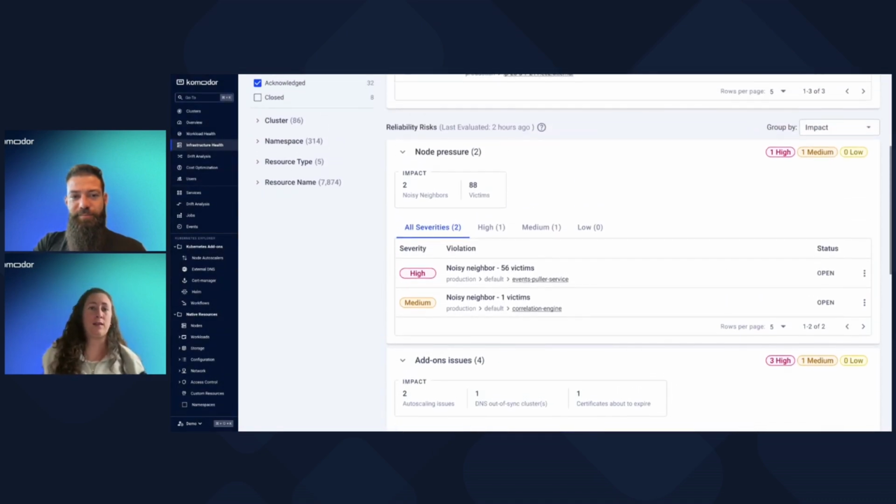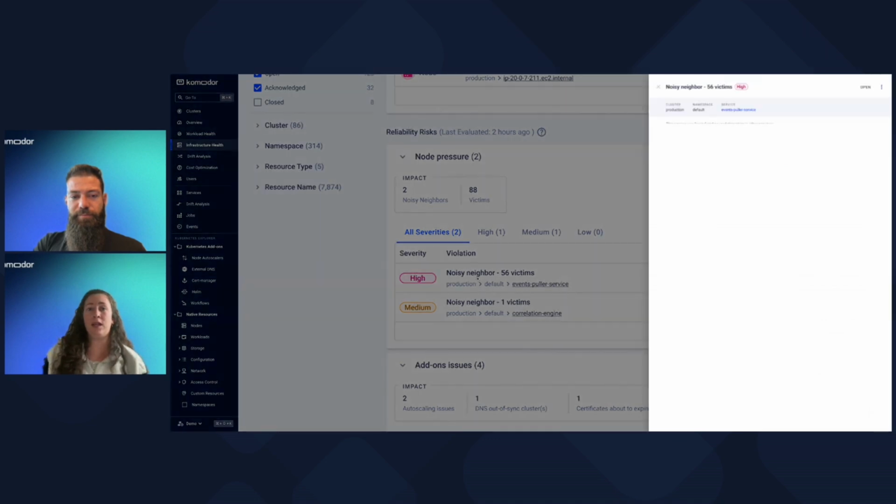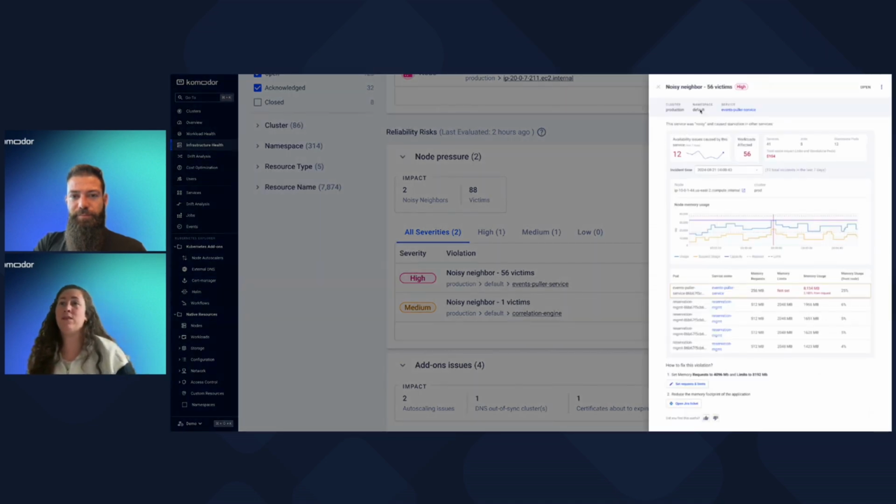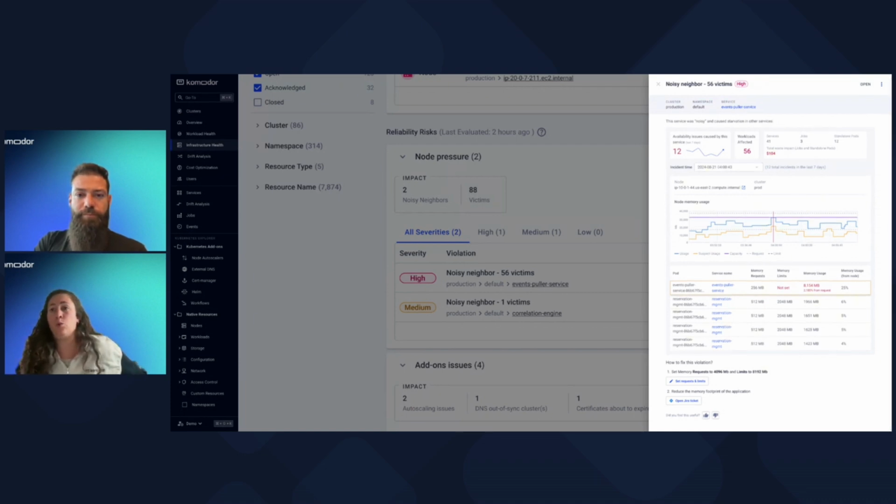If we go back to this noisy neighbor, we dive into that. We see exactly which availability issues were caused by this service. We see exactly on a specific node which pods were running and what was the consumption of CPU and memory of each one. So we know who is the problematic service and who is the problematic pod. And this way we can go directly to it, avoid complex investigation.